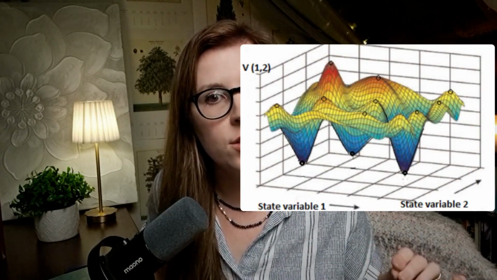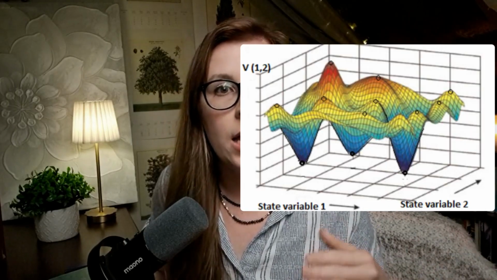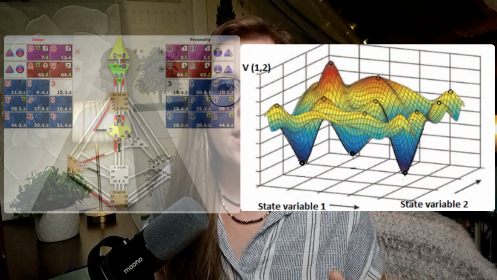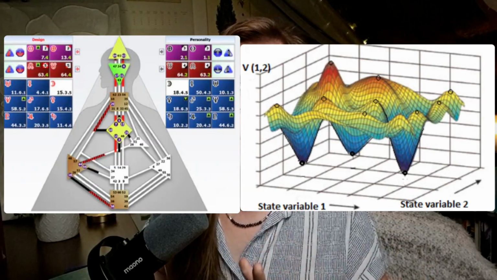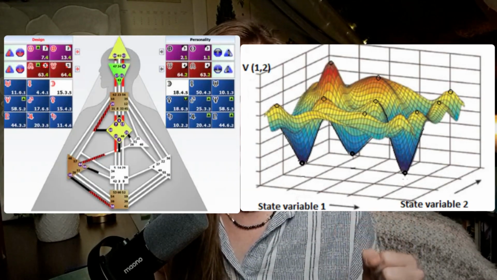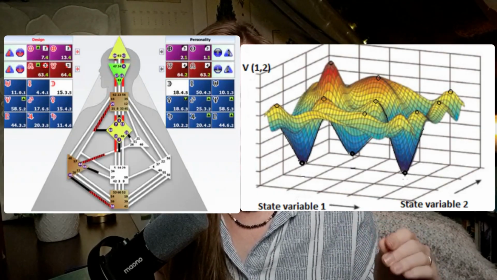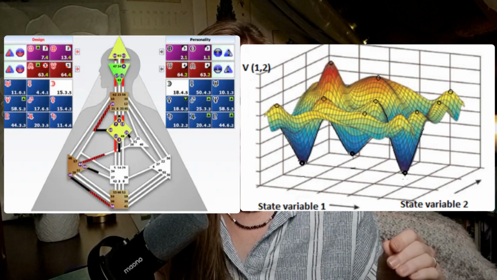In a Hopfield network, the system settles into low energy configurations, aka stable states, attractor basins. In the bodygraph, you have defined centers, and a defined center is a valley in your energy landscape, a configuration your system reliably returns to. So that was all a recap from one of my previous videos.